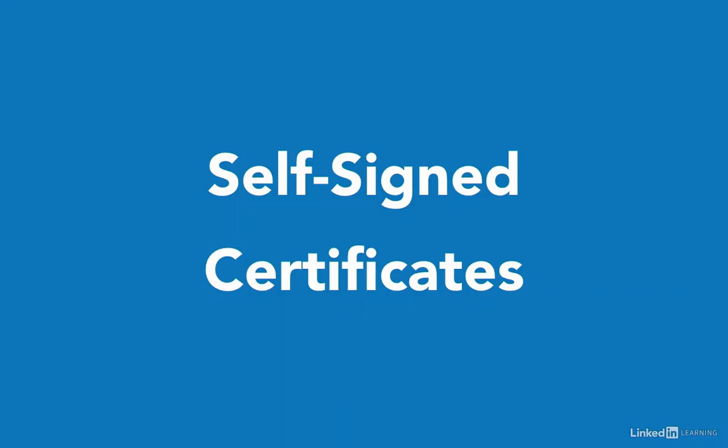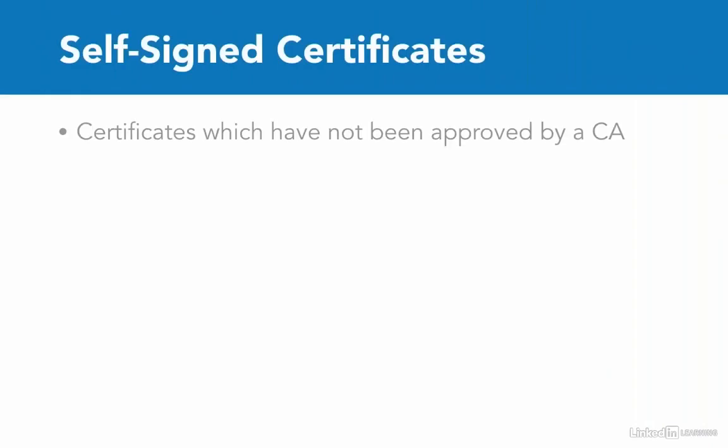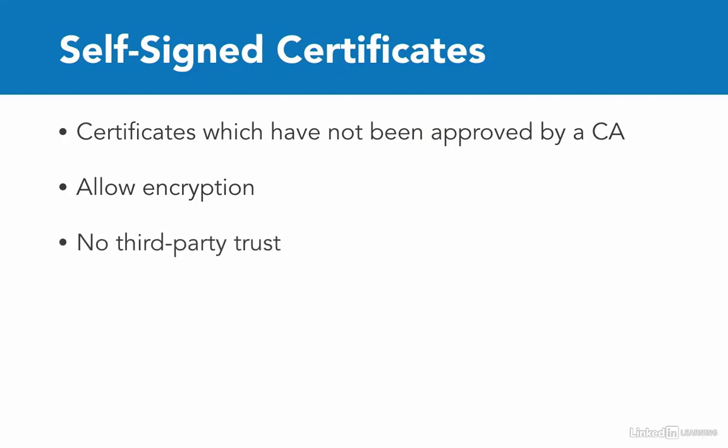There's another kind of certificate that I at least want to mention to you, which is self-signed certificates. Self-signed certificates are certificates that have not been approved by a certificate authority. Instead, they've been signed by you. You're the one who vouches for them, not a certificate authority. That still allows you to perform encryption with them because they still have a public key attached. But what they lack is third-party trust.